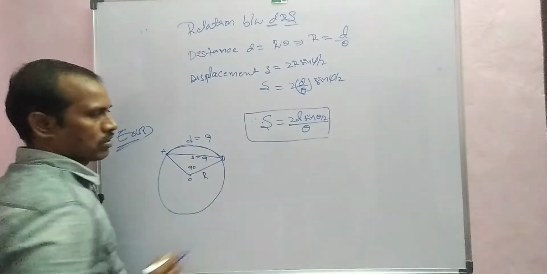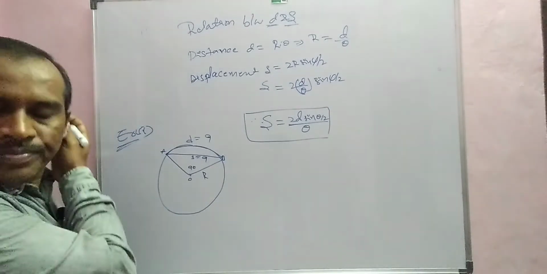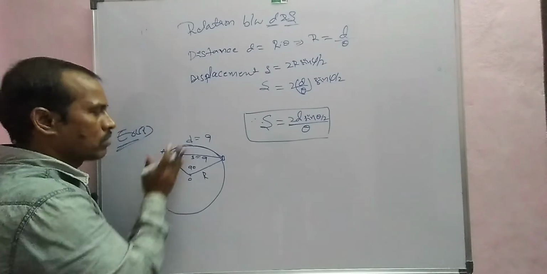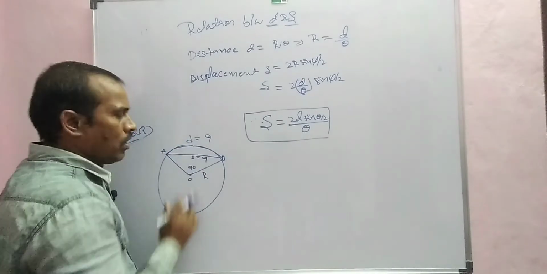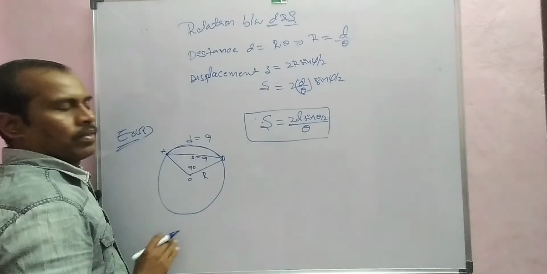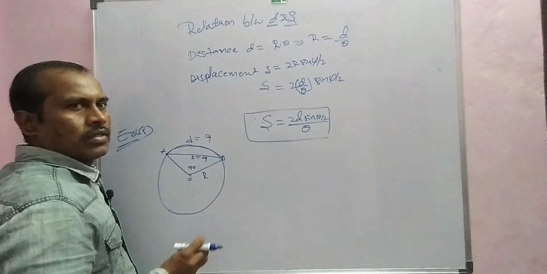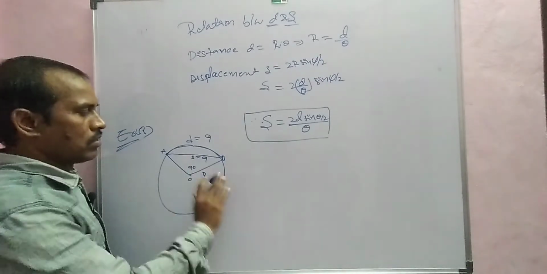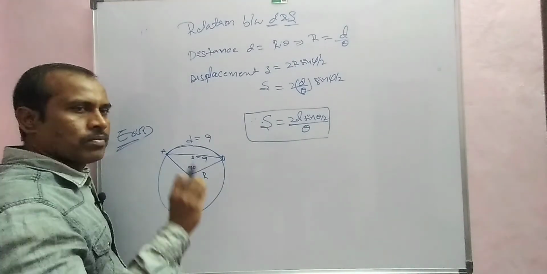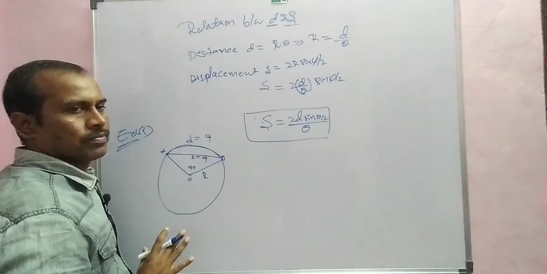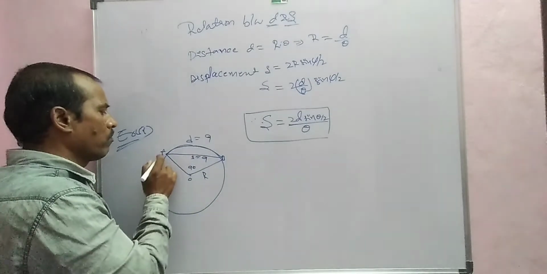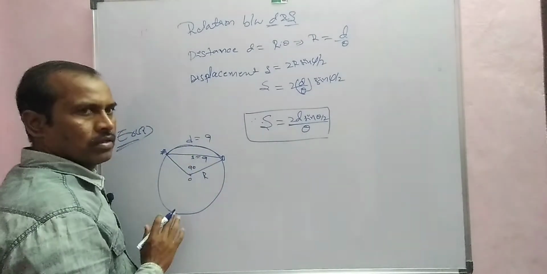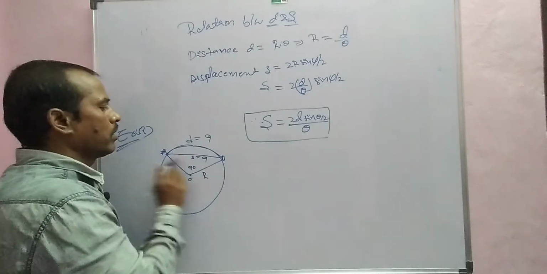The person walks along the curve to reach point B. This arc subtends an angle of 90 degrees at the center of the circle. Find the distance and the displacement of the person. Here the initial position of the person is A and the final position is B. The distance is the arc AB, and the displacement is the straight line AB.